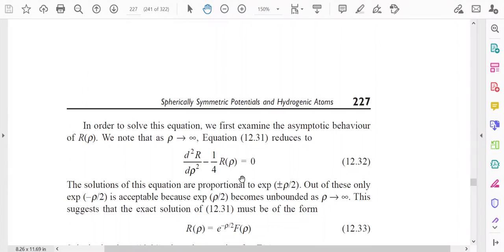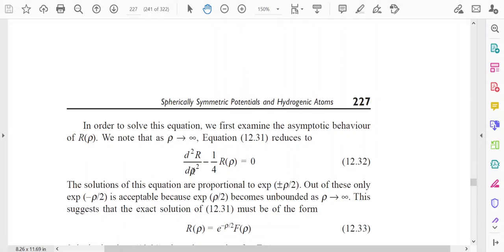Now, the solutions of this equation are proportional to e to the power plus minus rho by 2. It can easily be predicted that the solution of such an equation will be e to the power plus minus rho by 2. But out of these two solutions, only e to the power minus rho by 2 is acceptable. Why? Because e to the power rho by 2 becomes unbounded, that means it becomes infinity when rho tends to infinity. But e to the power minus rho by 2 will not become infinity when rho tends to infinity. That is why e to the power minus rho by 2 is acceptable. This is the asymptotic solution, which means it is an approximate solution.